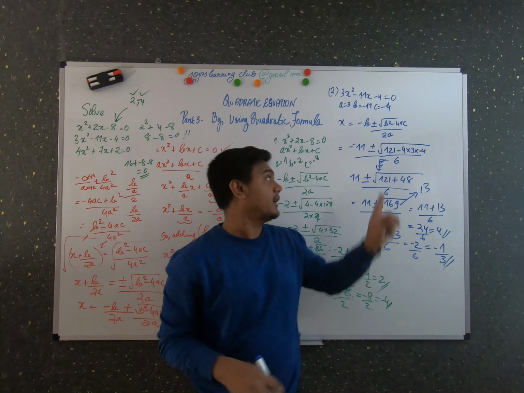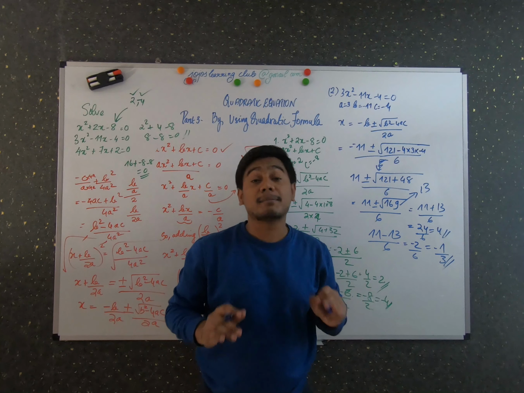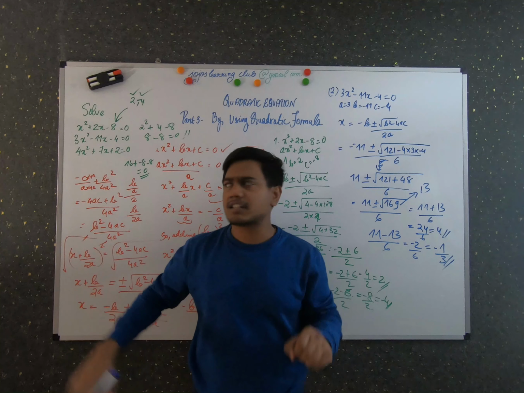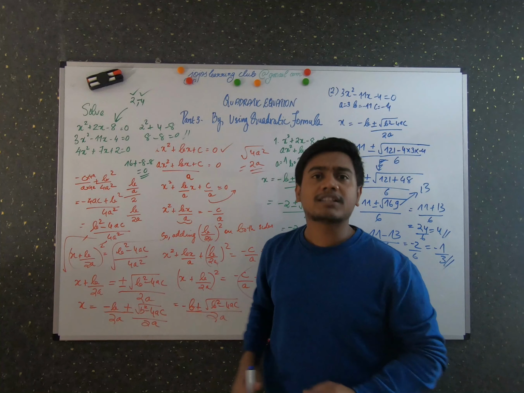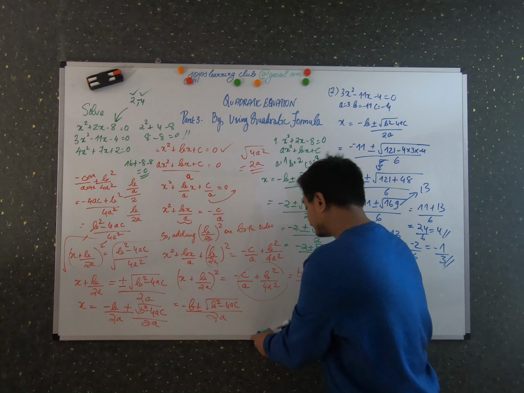And how did we find it out? You just have to remember the formula, that the quadratic formula is −b plus or minus the square root of b² − 4ac, by 2a. If you have any doubts, you can just derive the formula also. It's easy, right? Now let's do the last and the final problem.